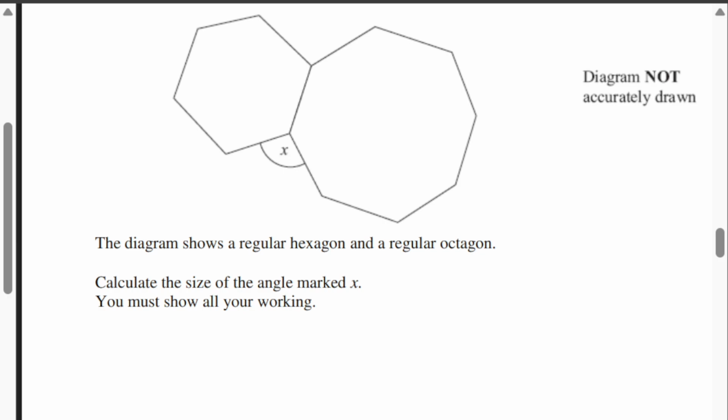Now, the first thing is, let's start with this nice hexagon. It has 6 sides: 1, 2, 3, 4, 5, 6. So we will need to find each interior angle. We'll find this one here.